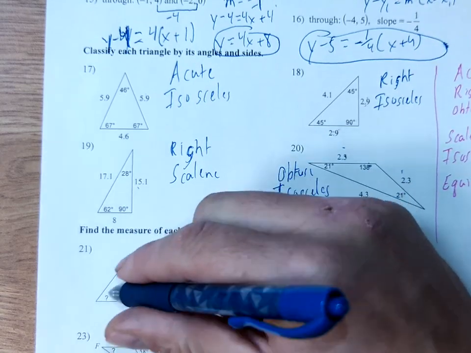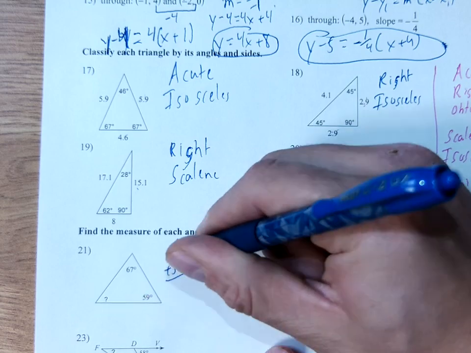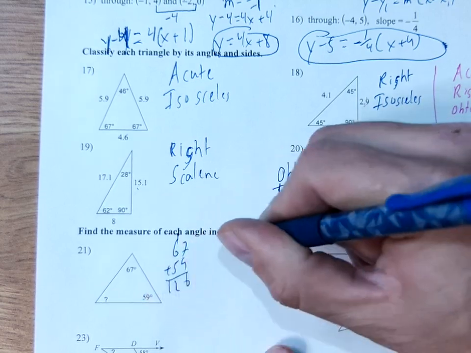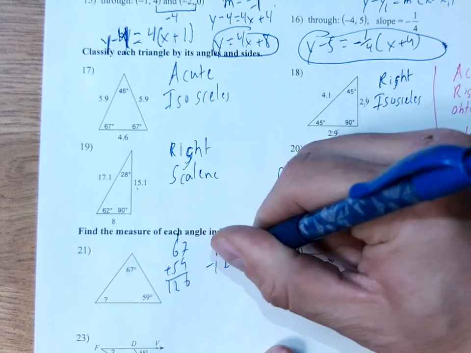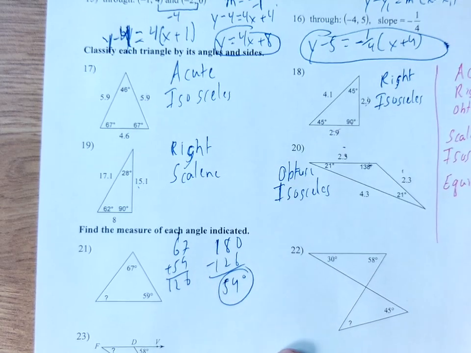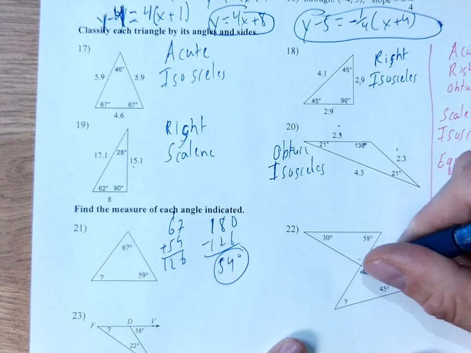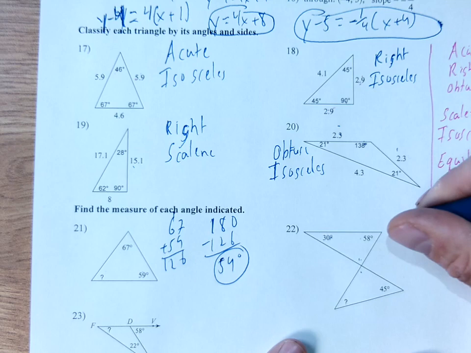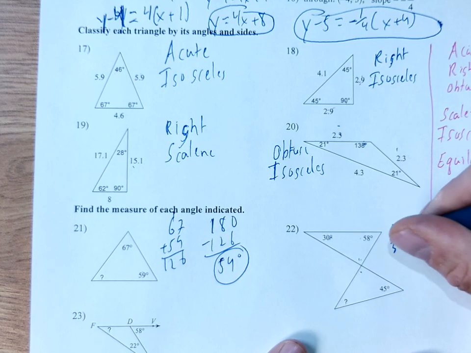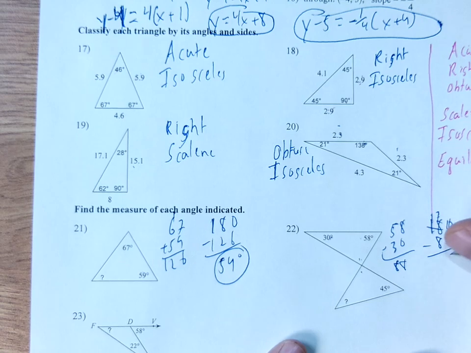Alright, supplementary. Every triangle adds to 180. 67 plus 59 is 126, 126 from 180 is 54. Here, I need to find the inner angle first by adding and subtracting from 180. 58 plus 30 is 88. 180 take away 88 is 92.